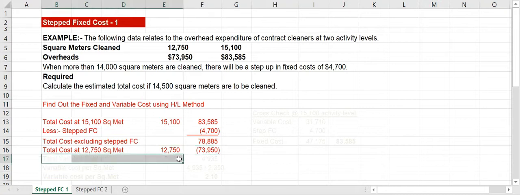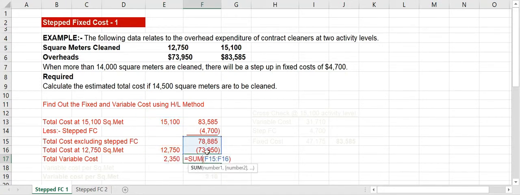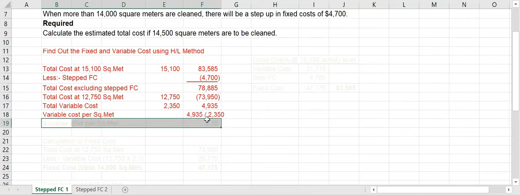Then what will be the total variable cost? Simply you deduct 12,750 from 15,100, and you remove 73,950 from 78,885. Thereby you get a variable cost per square meter of 2.1. So we have identified the variable cost.